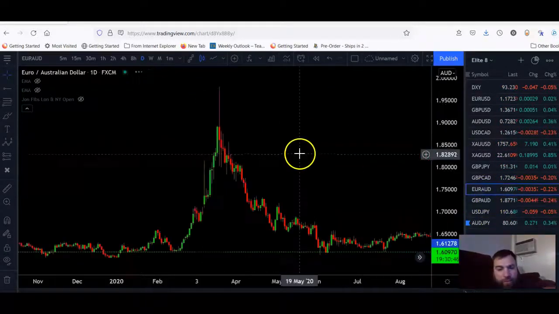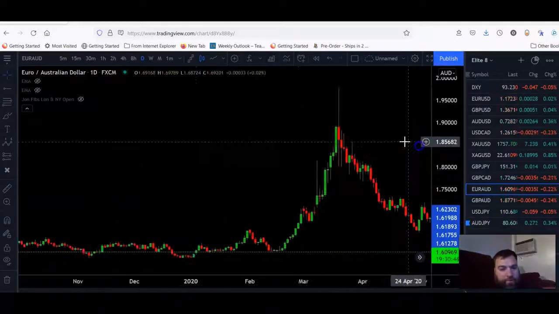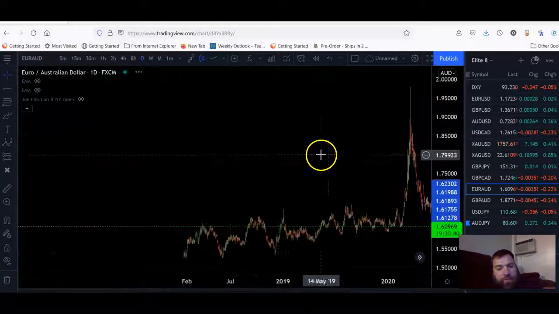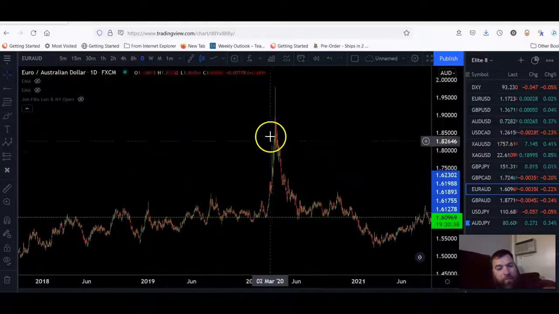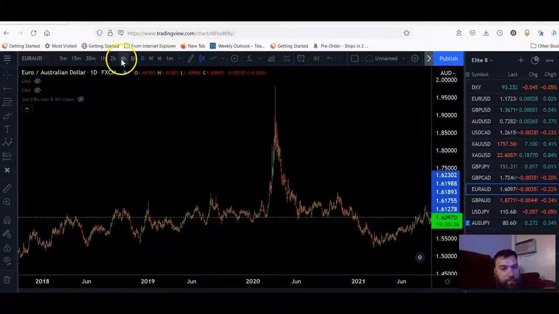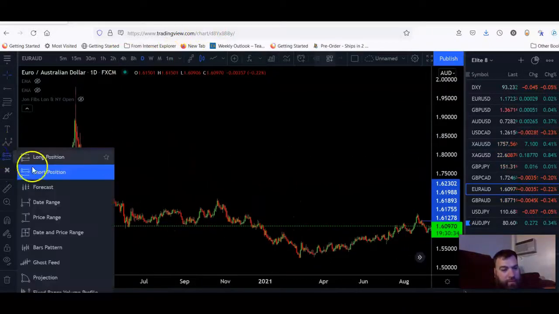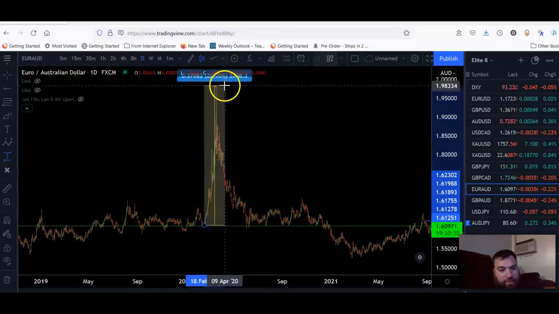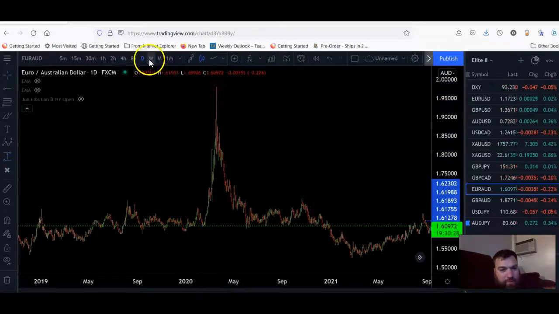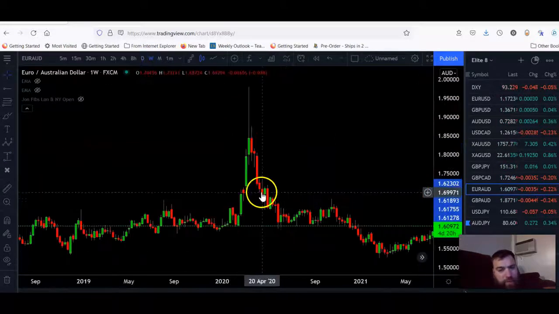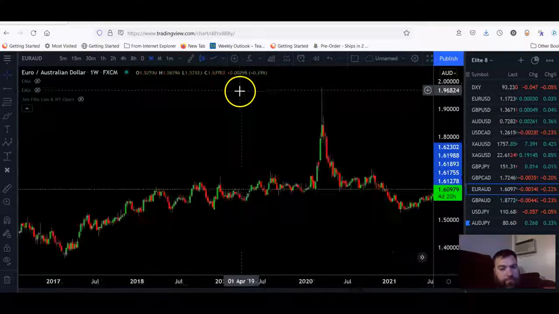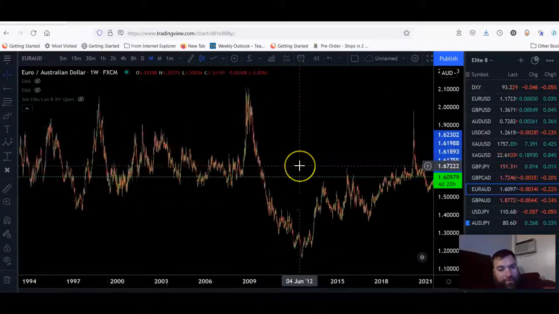If you look on the euro US dollar, yeah, right here, you get this massive move up. Okay, that's like 3,000 pips. The euro US dollar, a matter of like a month. Zoop. That was wild.